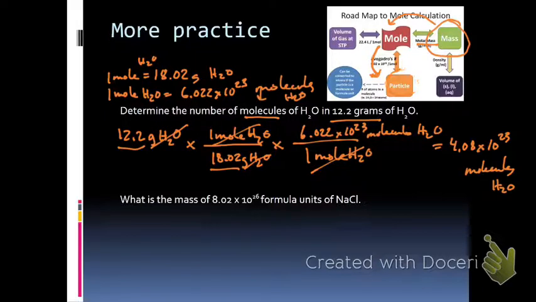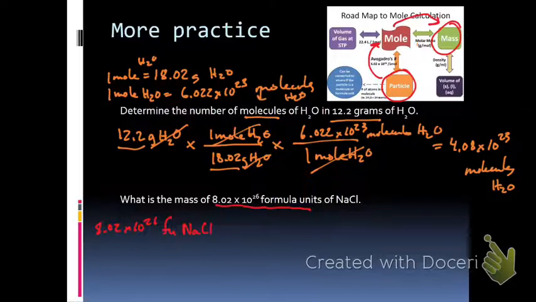All right, so let's look at the next problem. So the next problem, I'm starting from 8.02 times 10 to the 21 formula units, which is particles, and then I'm going back to the mass. So it's kind of like backwards what we're doing, right? It's going to be a 2-step. As you can see, we have to go through moles. So you have 8.02 times 10 to the 21 formula units of NaCl, right? And we're going to first use Avogadro's number.